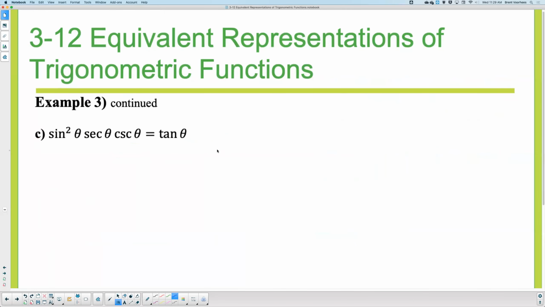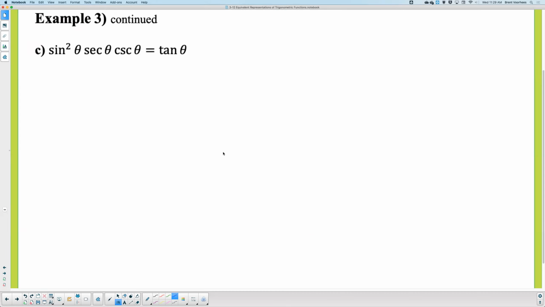All right, let's look at example 3. So again, ignore the variables. The variables do not matter on this. Doesn't matter if they use an alpha, a beta, an x, a theta, doesn't matter. Obviously, the left side's more complex. So what do you notice, what do you think we could do to try to make this into tangent?